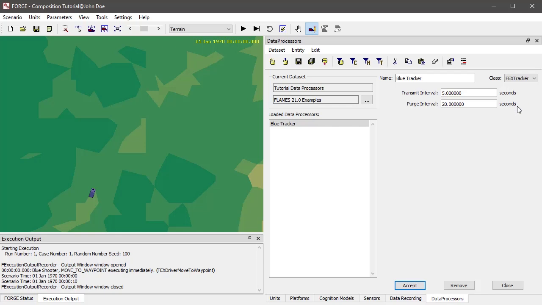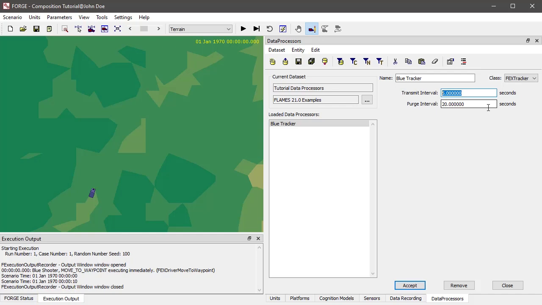So I can go browse to that. We only have one of them here. It's called the FEX tracker. And all it has in there is how frequently it sends messages. So this data processor, like real trackers, has the ability to send messages to other systems and get messages from other systems and merge that track data and correlate it in to form an air picture or a ground picture that is based on the data that it sees with its own sensor plus the data that it gets from other sensors. So that's built into this data processor.